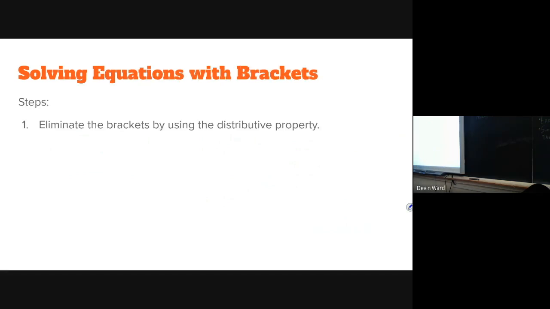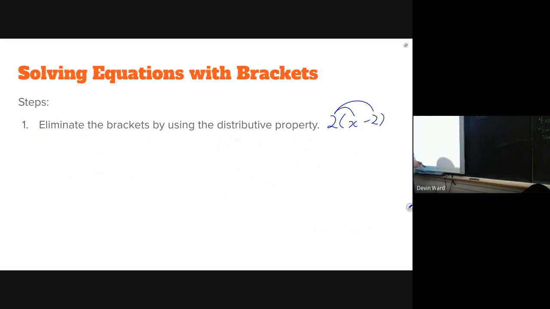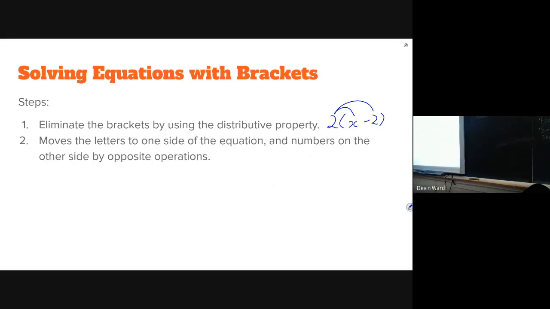How do we solve equations with brackets? First, we want to eliminate brackets by using this distributive property. Remember, that's going to be, say if we have a 2 times x minus 2, we multiply the 2 times the x and the 2 times the negative 2. Okay? Once we do that, move all the letters to one side of the equation and the numbers on the other side by opposite operations. Okay? So it doesn't necessarily have to be left or right here. It could be either side, whichever you find more convenient. Okay? They're both equal on either side of the equation. Doesn't matter which way we write it.